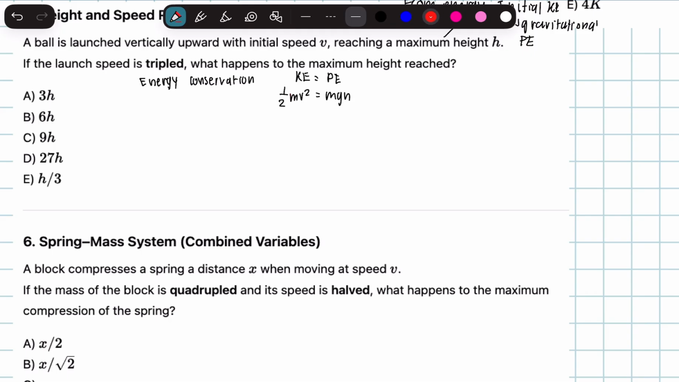And then we just see that m and g cancel out, so we're not paying attention to those, okay? So h is going to be proportional to v squared. So if we triple the speed, then we have 3 squared times h, and that's going to be equal to 9h. So your answer is C.